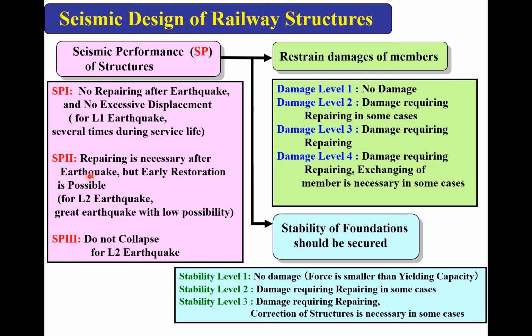On the other hand, they are selecting seismic performance 2 for L2 earthquake, like the Kobe earthquake or the East Japan Great Earthquake 10 years ago. It is a great earthquake with low possibility. So when the Kobe earthquake happens, or when a very big earthquake happens, structures will be damaged. But early restoration should be possible. All right. Is it clear?